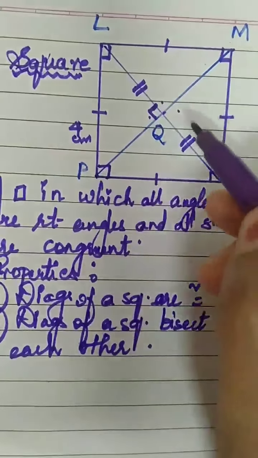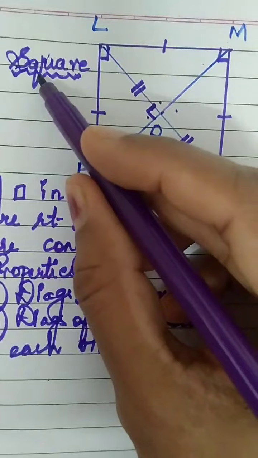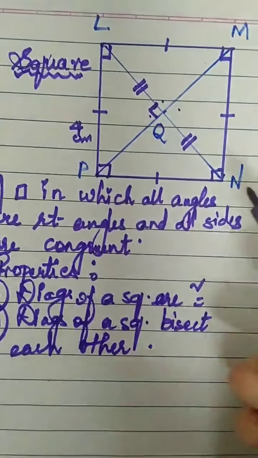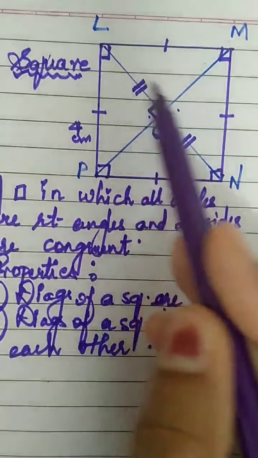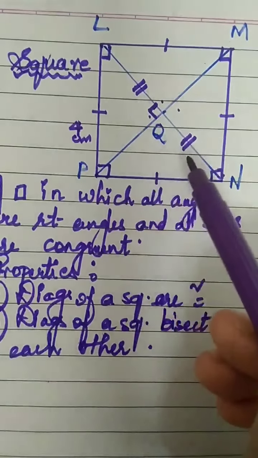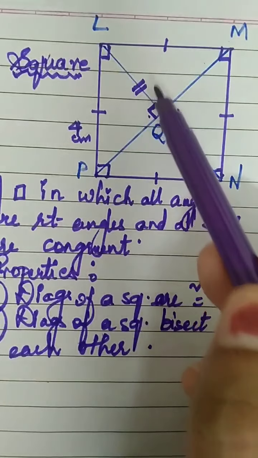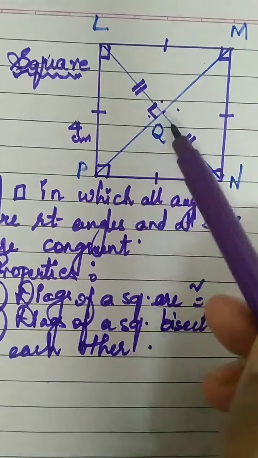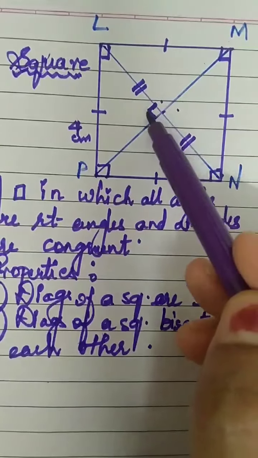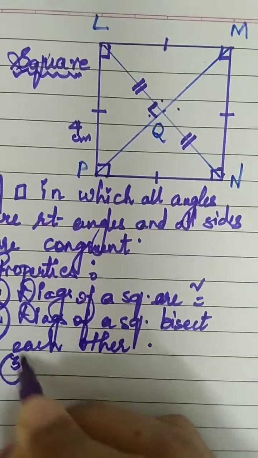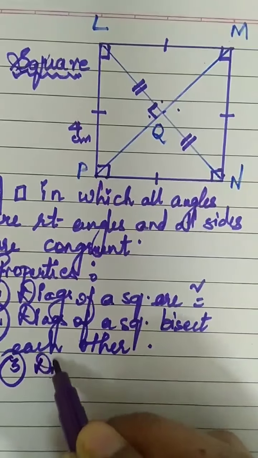So how will you put it in words? Diagonals of a square are perpendicular bisectors of each other. They are dividing the diagonal into two equal parts, and when the diagonals are divided, four 90 degree angles are formed. Okay, 1, 2, 3, 4. Four 90 degree angles are formed. So what is the third property?